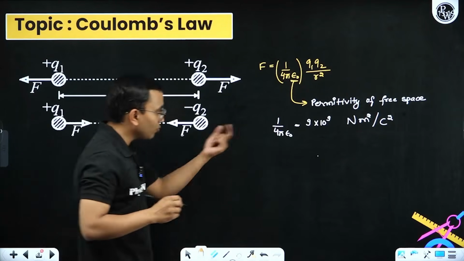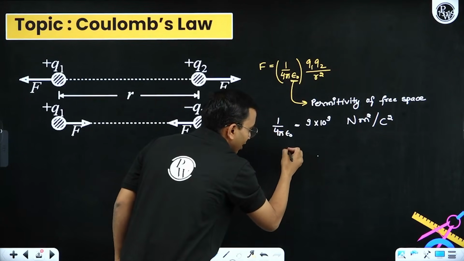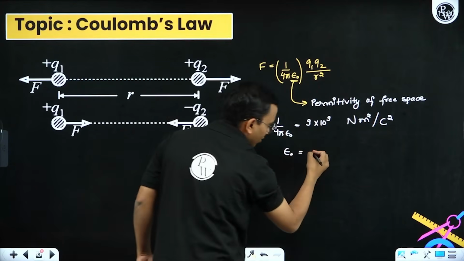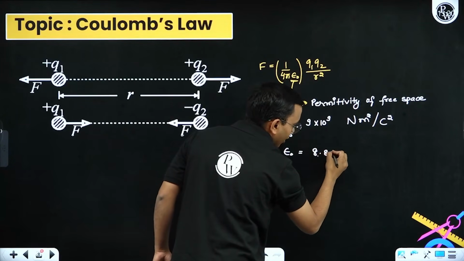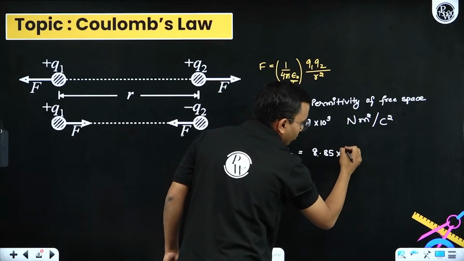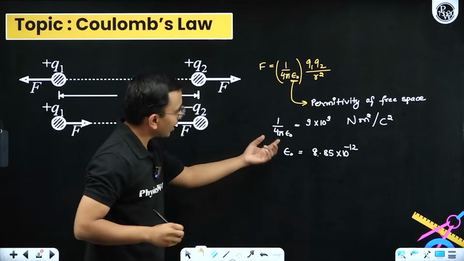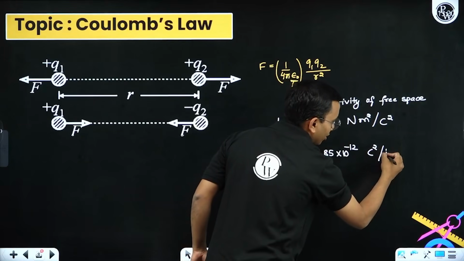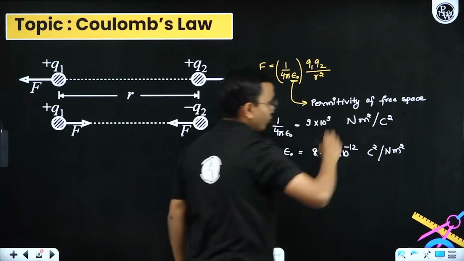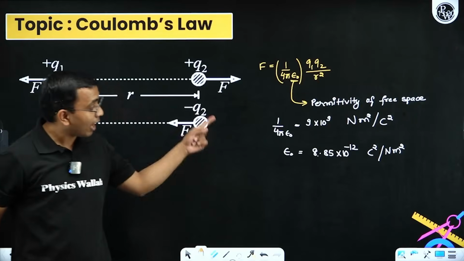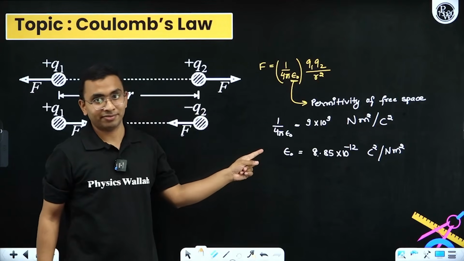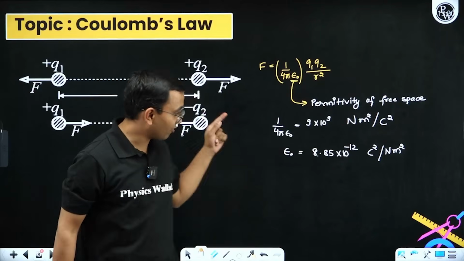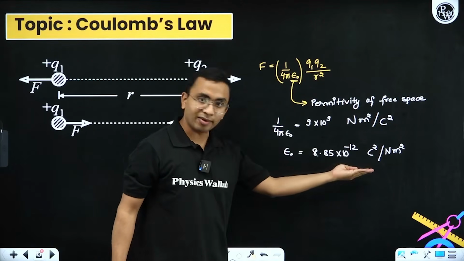Now, if you ask me what is the unit of epsilon naught and what is its value, from here, if you solve it, it will come out to be 8.85 into 10 to the power minus 12. And if I write the unit, it will be the opposite of this, so Coulomb square per Newton meter square. Many times the dimensions of epsilon naught are asked, so make sure you learn how to write the unit of epsilon naught.